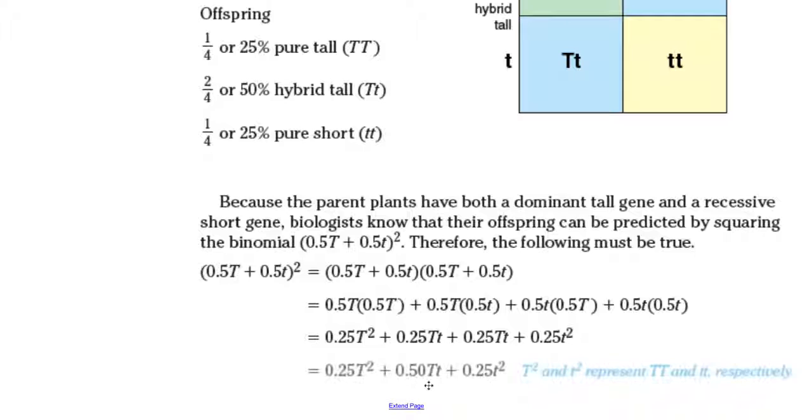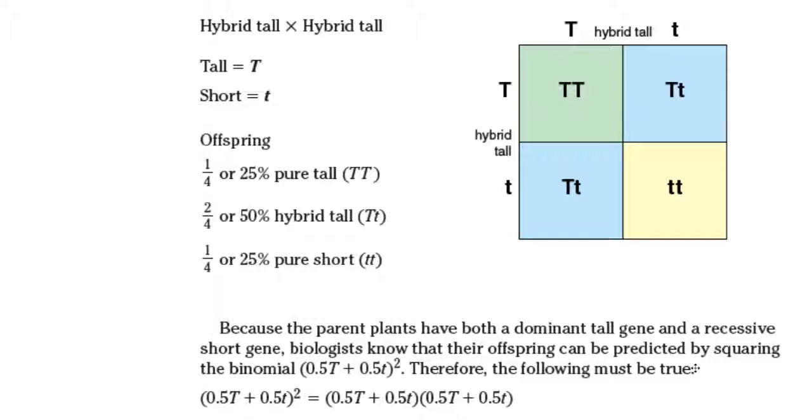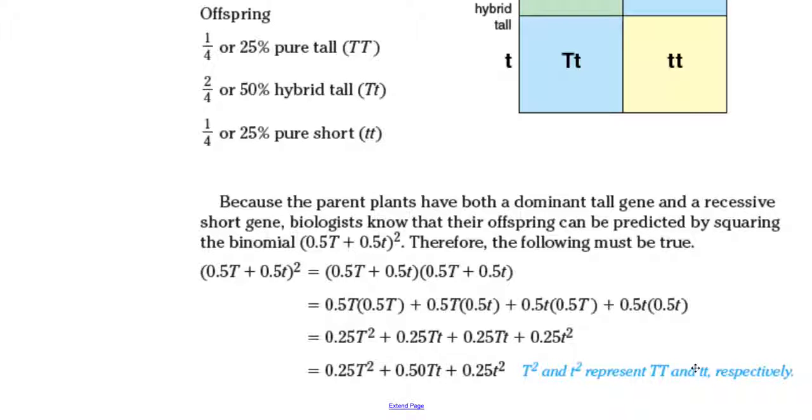Adding the like terms, we now have 0.25 capital T squared plus 0.5 capital T lowercase t plus 0.25 lowercase t squared. Remember that capital T squared will represent TT, two capital T's, and lowercase t squared will represent two lowercase t's respectively. Okay, so if you notice, we just used the Punnett square to multiply binomials. So, let's move on.